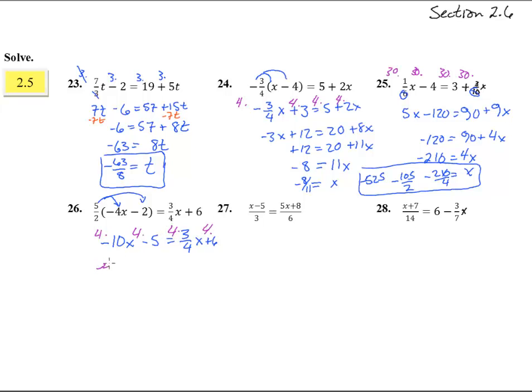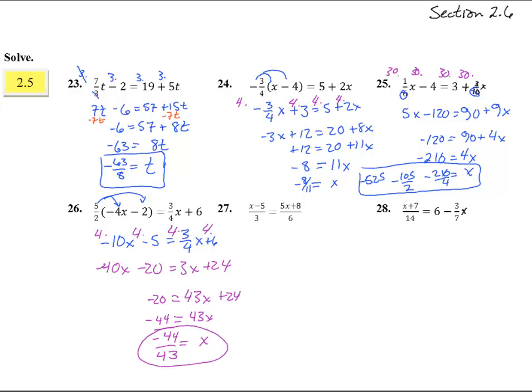And we get negative 40x minus 20 equals 3x plus 24. Get the x's together. I'm going to add 40x to both sides. So I get 43x plus 24 equals negative 20. Subtract 24 over here, and I get 43x equals a negative 44. Divide by 43, and I have negative 44 over 43.